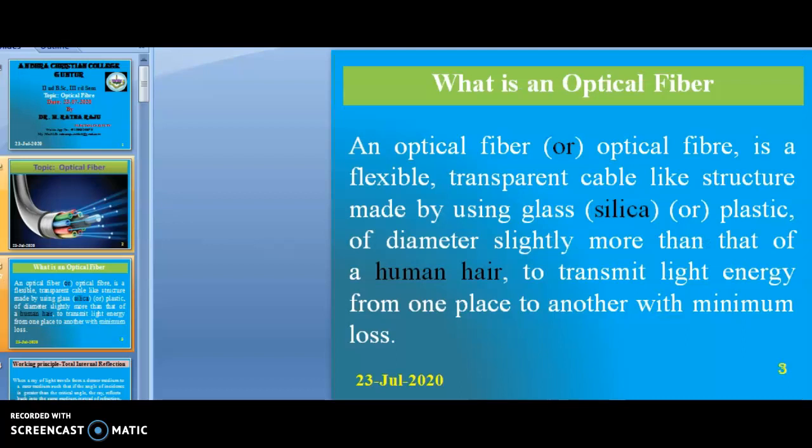Now, what is an optical fiber? An optical fiber is made of a flexible and transparent structure made by using glass, that is silica, or plastic, whose diameter is slightly more than that of a human hair, to transmit light energy from one place to another with minimum loss of energy.